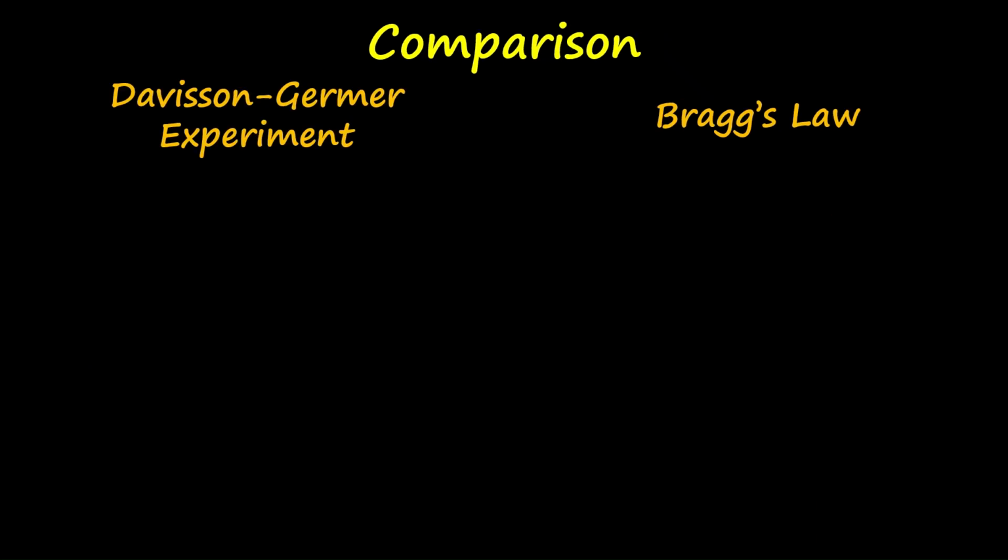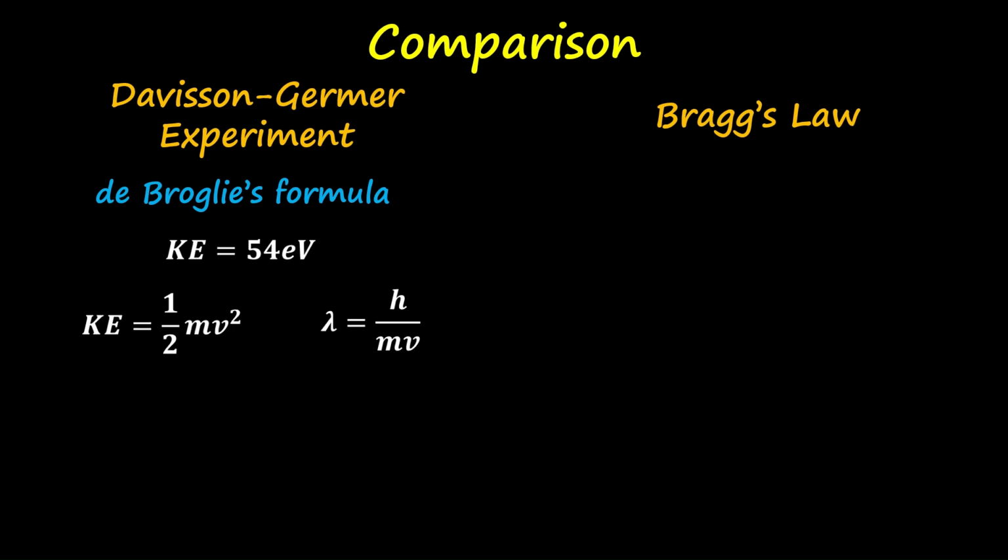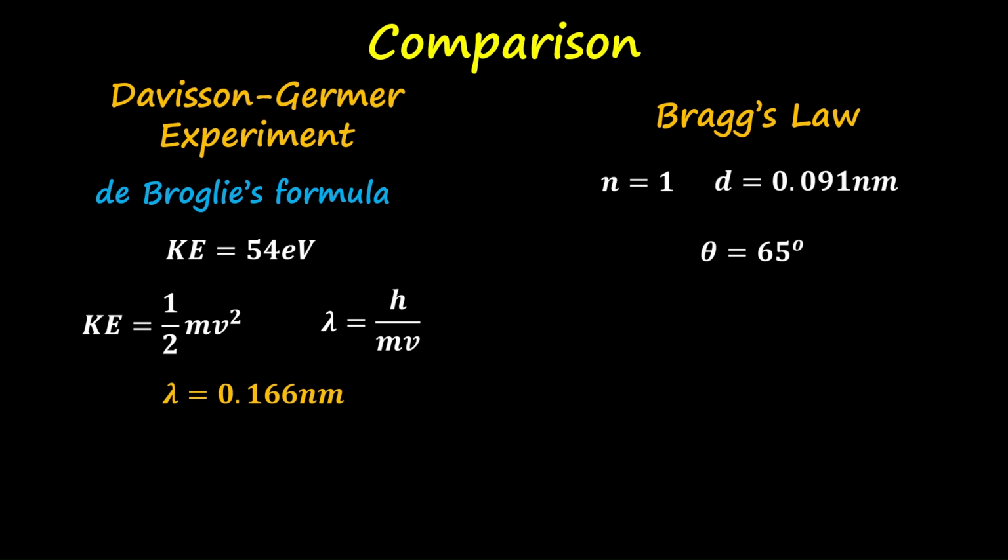If the electrons are behaving like a wave in the Davisson Germer experiment, then we can calculate the wavelength by using de Broglie's formula. So for a given kinetic energy of 54 electron volts, if we use these two formulas, then lambda is 0.166 nanometer. Now for this given kinetic energy, it was found that the scattering angle is 65 degrees and the separation of the lattice is 0.091 nanometer.